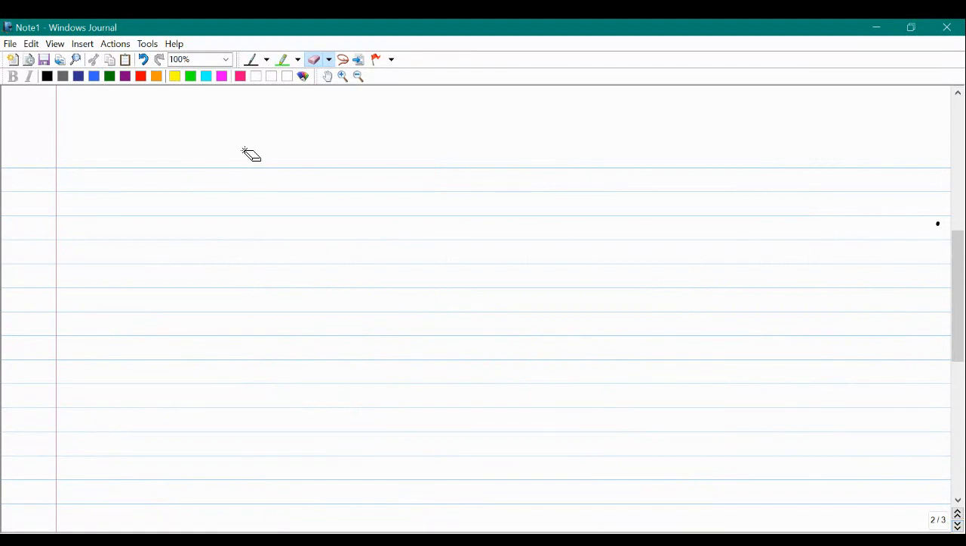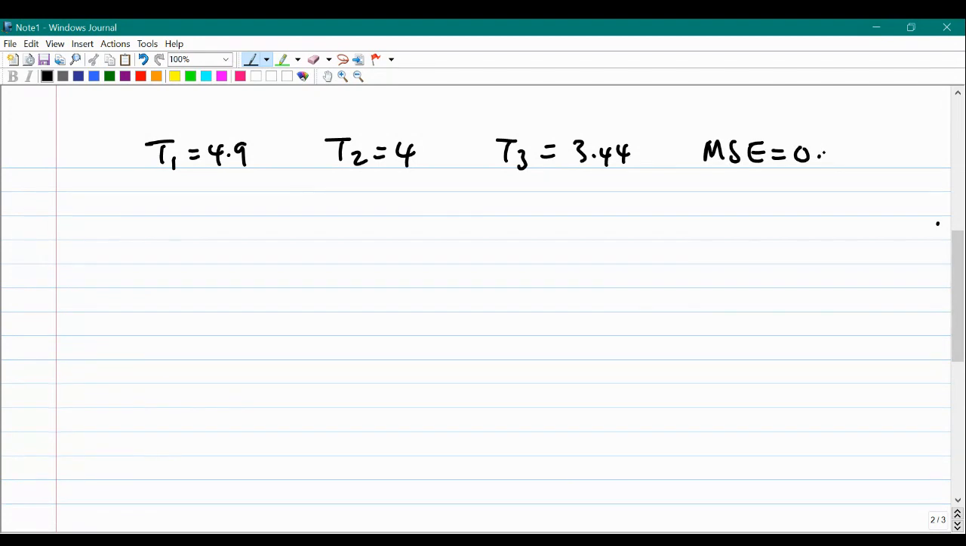Can someone give me those means? Let me write them nicely here. Treatment 1 is 4.9. Treatment 2 is 4. Treatment 3 is 3.44. MSE is 0.210167. Thank you. So let's use the LSD method, guys.